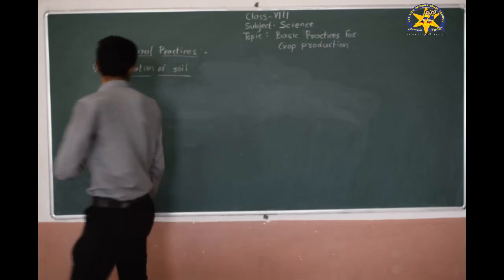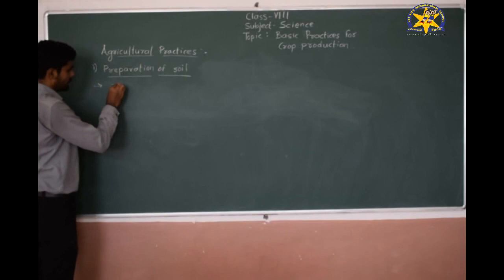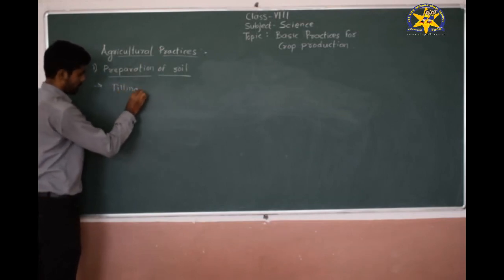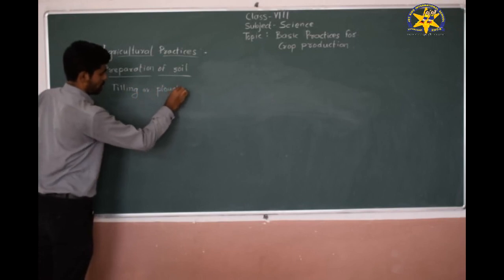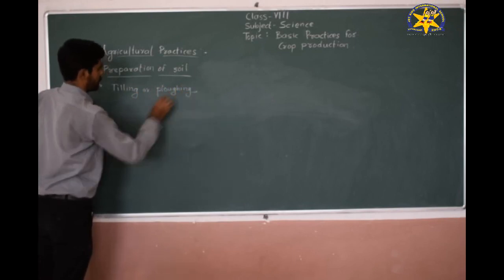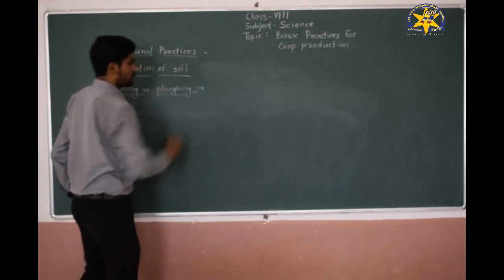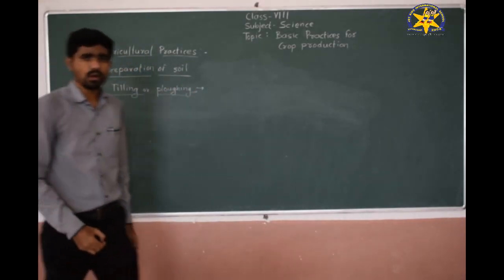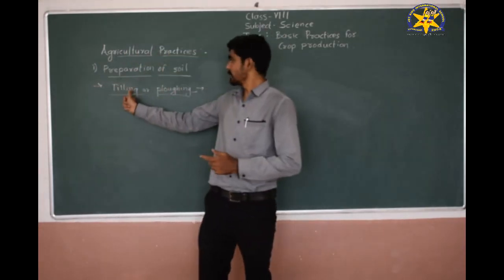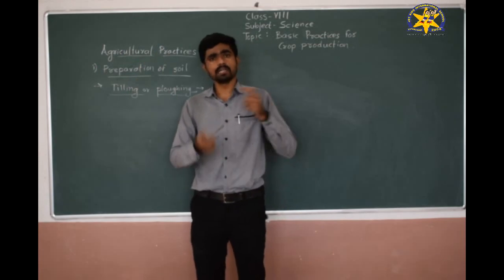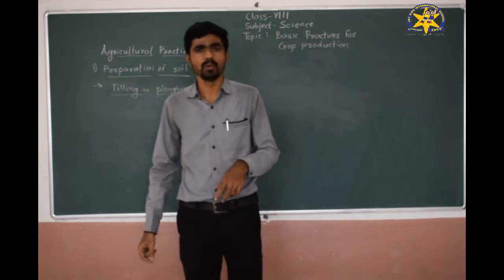What do we have to do in preparation of soil? There is a process that is called tilling or plowing. What is meant by tilling or plowing? The process in which soil is turned or loosened is known as tilling or plowing, done by an instrument called a plow.